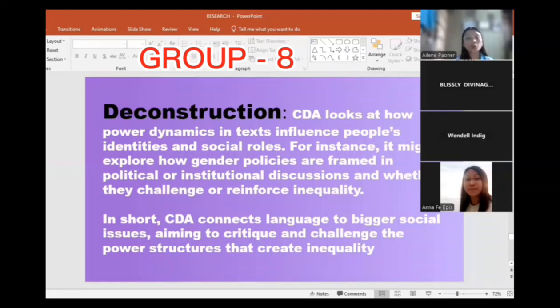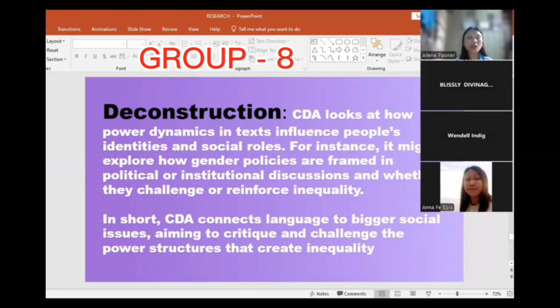CDA goes beyond just analyzing word choice and sentence structure. It considers the historical and cultural context that influence how language is produced and interpreted. By doing so, it reveals how social structures shape language and how language in turn can reinforce or challenge these structures. CDA also encourages self-reflexivity, where researchers reflect on their own biases and assumptions.